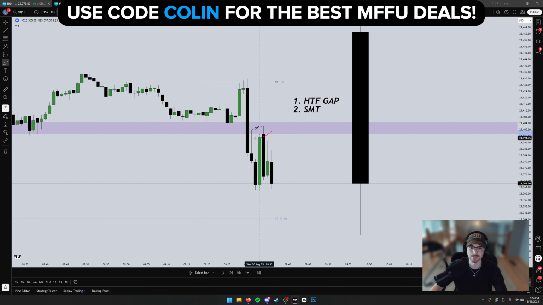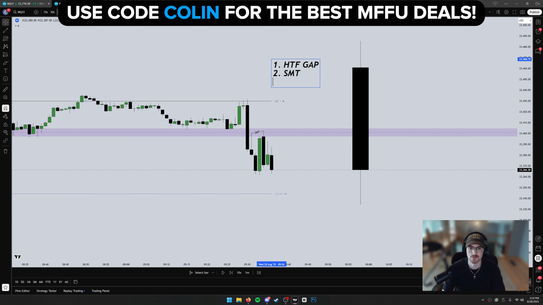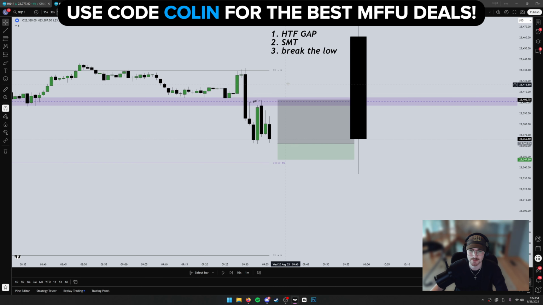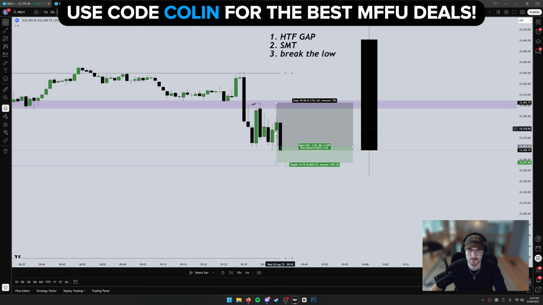So this is our SMT. This is our high time frame gap. And now the very last thing when dealing with a continuation trade versus a reversal trade, continuation trade being this one where we have a 15-minute inversion and then we take the trade out of it. If we get something like this, we just need to break the low. That's all. Just break this low right here to enter. And that's all we need. And if you'll notice, that happens right here. So we break the low.